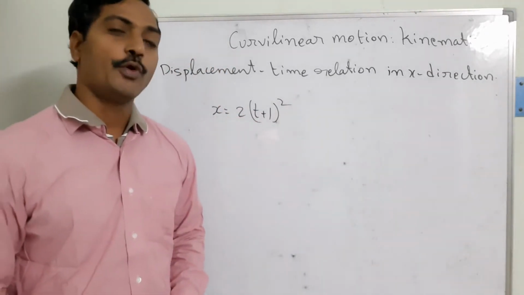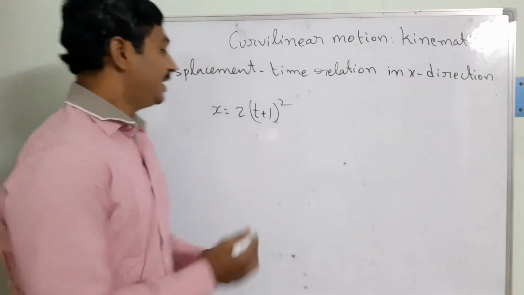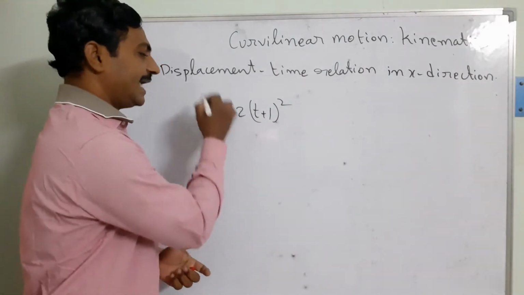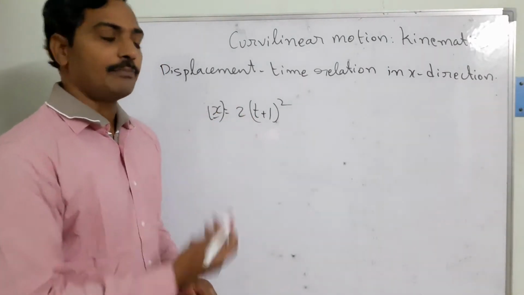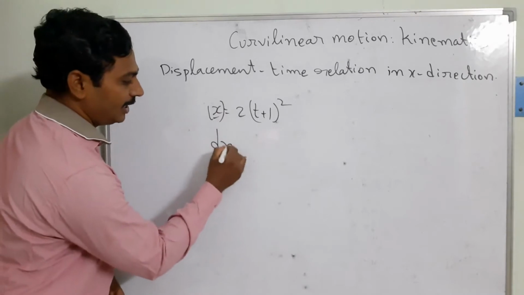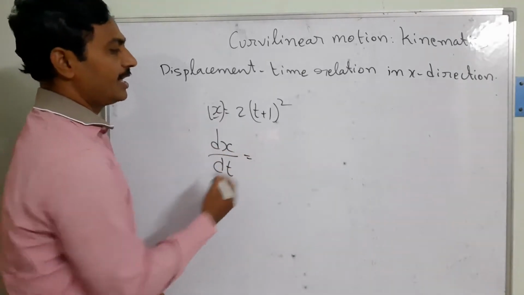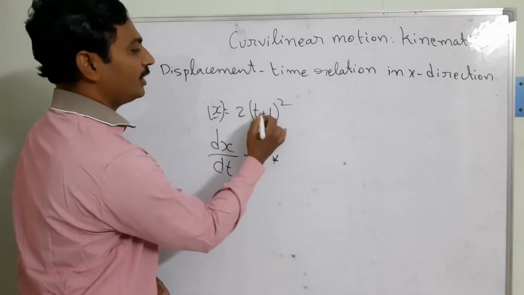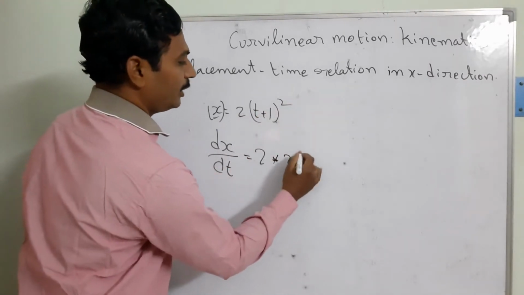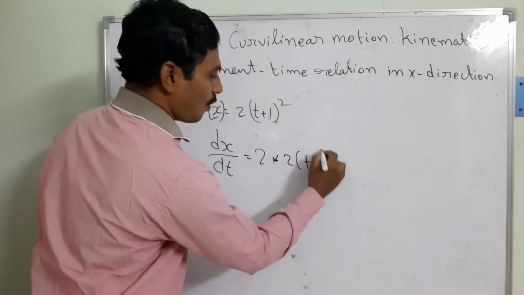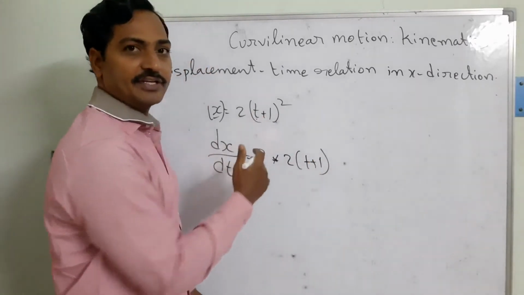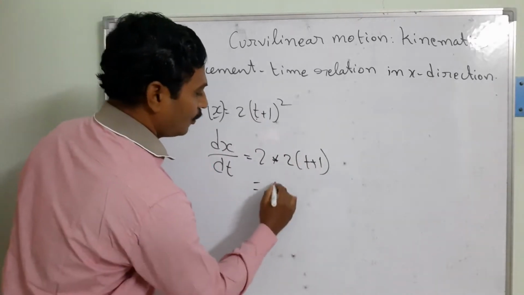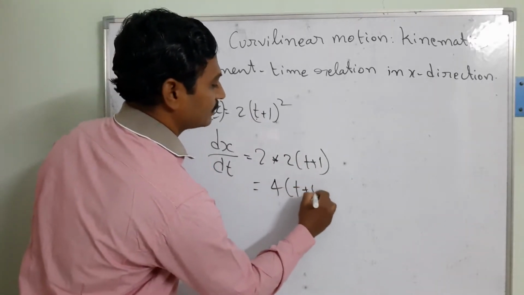So now I want to find out the velocity in the x direction. As we know that this x depends on the time, I am going to take dx by dt, that's equal to 2, which is the constant, and this term is going to be u square. So that's going to be 2 into (t plus 1), and the derivative of t is going to be 1. So the final equation from this one I am going to write as 4 (t plus 1).